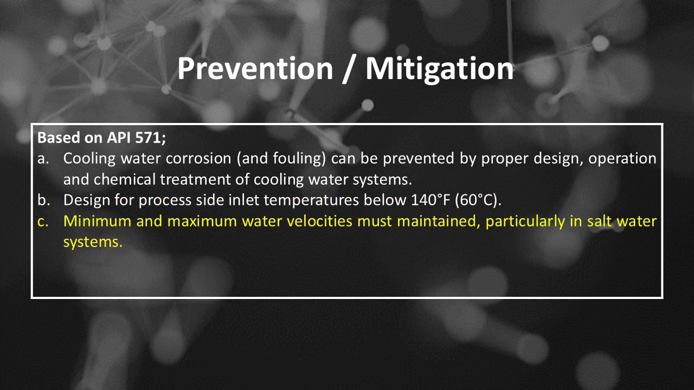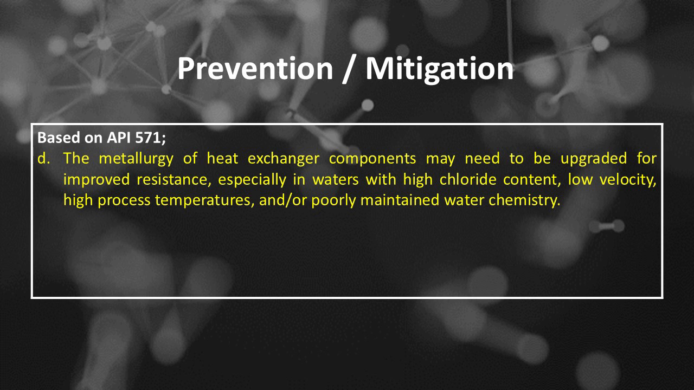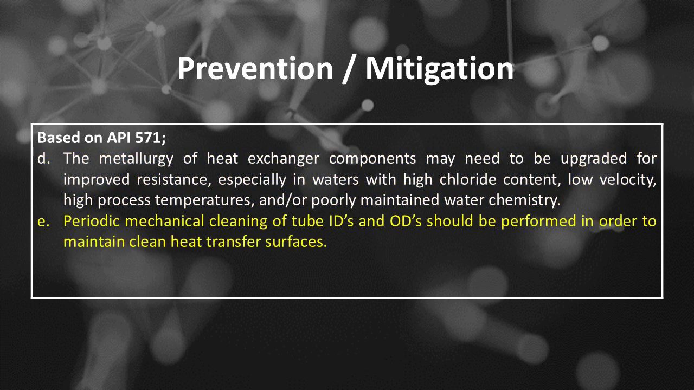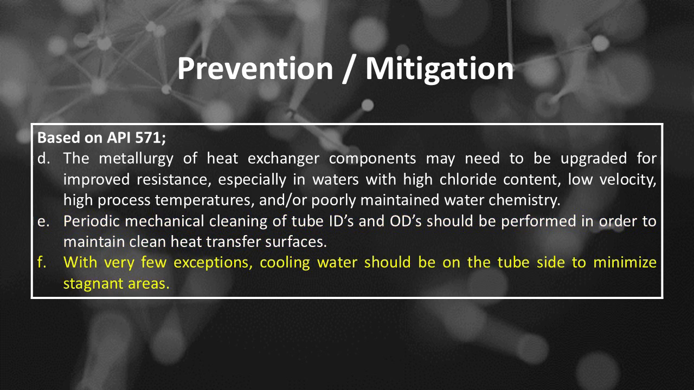Number C, minimum and maximum water velocities must be maintained, particularly in saltwater systems. Number D, the metallurgy of heat exchanger components may need to be upgraded for improved resistance, especially in waters with high chloride content, low velocity, high process temperatures, and/or poorly maintained water chemistry. Number E, periodic mechanical cleaning of tube IDs and ODs should be performed in order to maintain clean heat transfer surfaces. Number F, with very few exceptions, cooling water should be on the tube side to minimize stagnant areas.